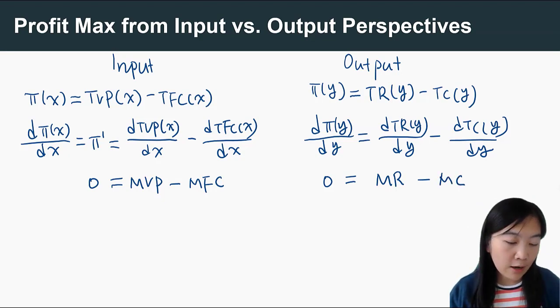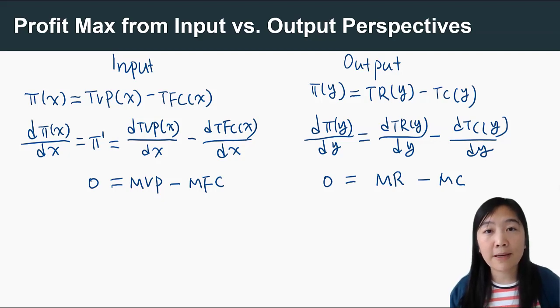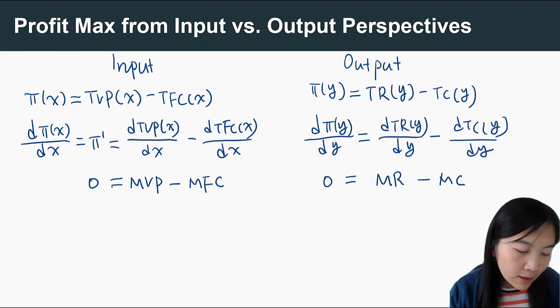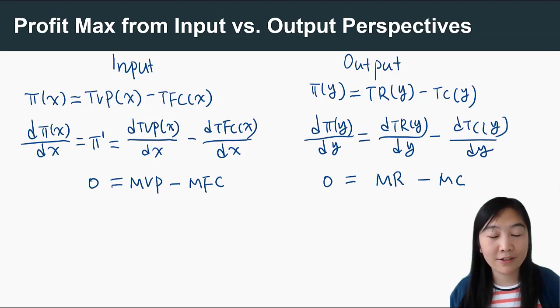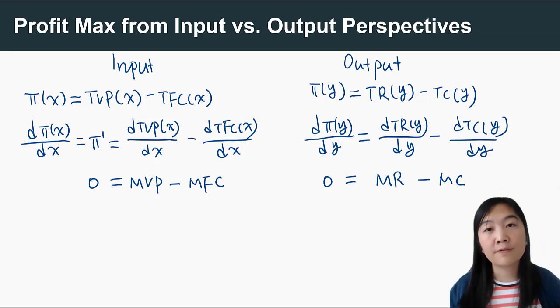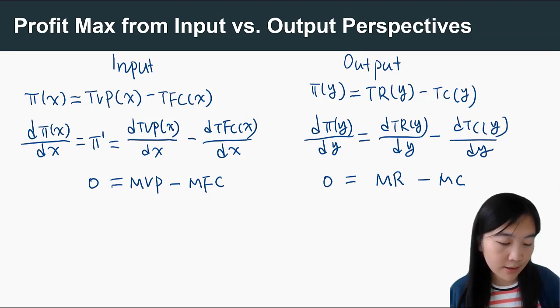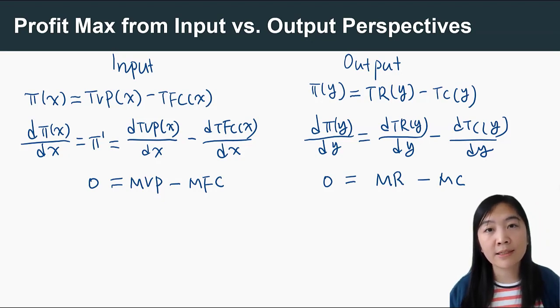So I hope now if you look at those 2 conditions, you're clear that MVP and MFC are concepts from the input perspective, and MR and MC are the concepts from the output perspective. Here we have the 2 conditions, and I'm going to show you that they are actually linked. If you solve one, you're also solving the other. Or if one of the conditions is satisfied, then the other condition is also satisfied. And we will need something called the chain rule that I covered in the first lab session.